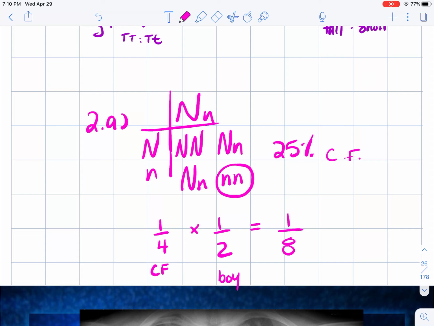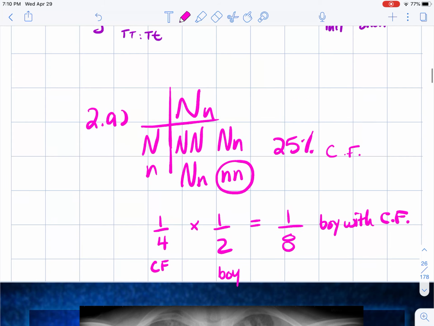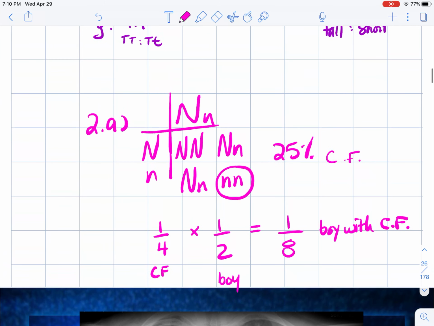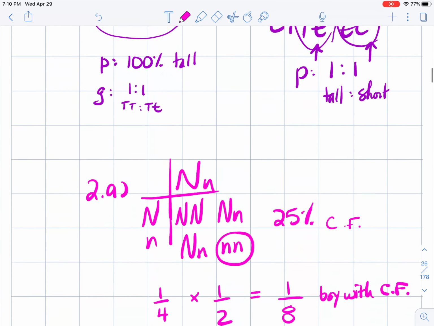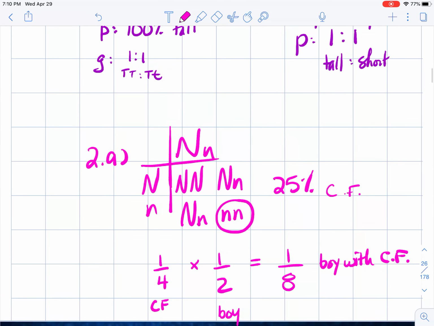So this is how you multiply the tops, multiply the bottoms, and the answer to the question is that they have a 1/8 chance of having a boy who has cystic fibrosis from this cross, because it's a 25% chance of it having it, but half of those would be boys.